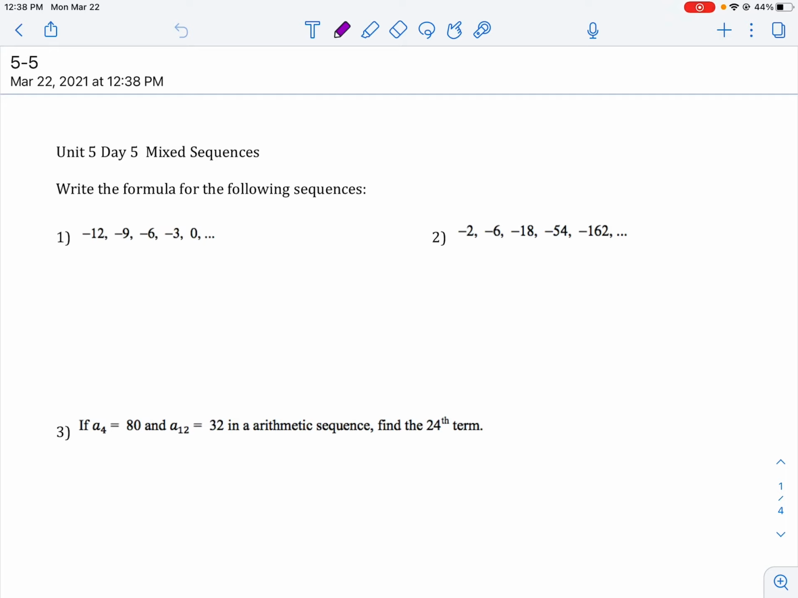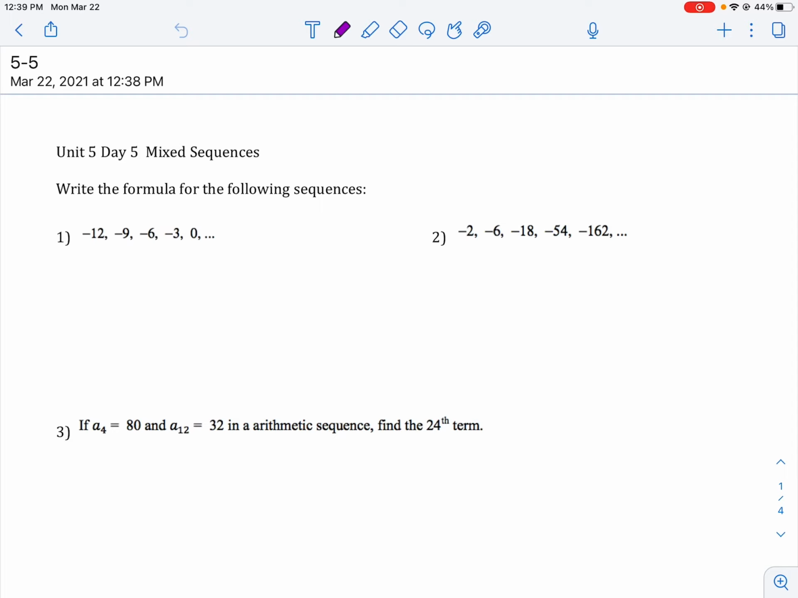So the important part about this lesson to take away is that sometimes they don't tell you what sequence you're looking at, right? Whether it's arithmetic or geometric. So it's going to be up to your intuition to figure that out, right? And hopefully at this point I've given you the correct amount of tools to be able to decipher whether they're arithmetic or geometric, okay?